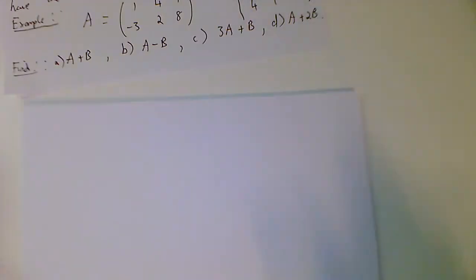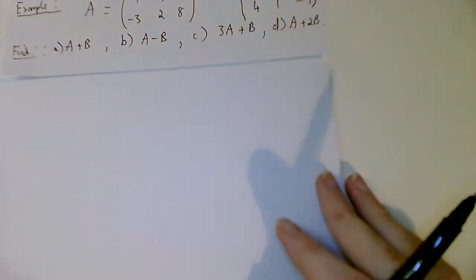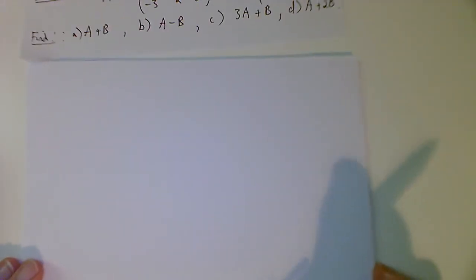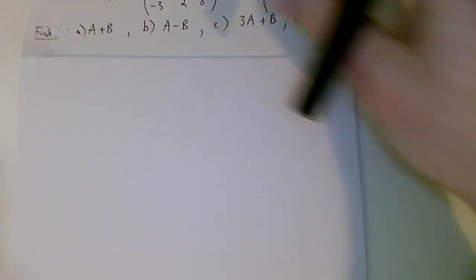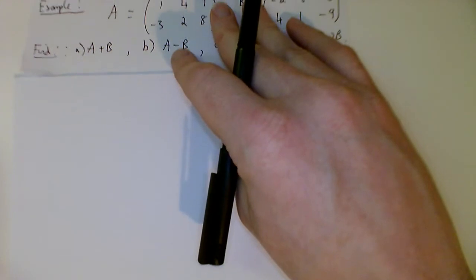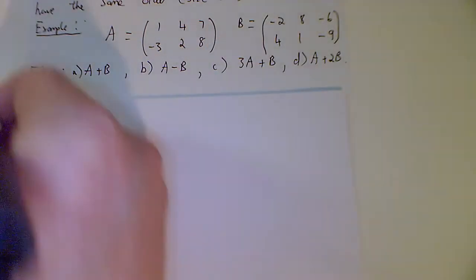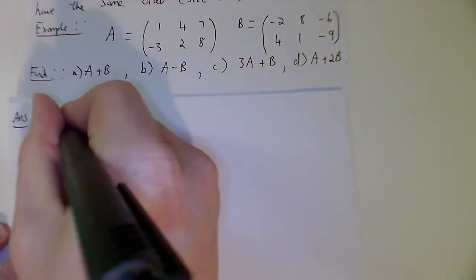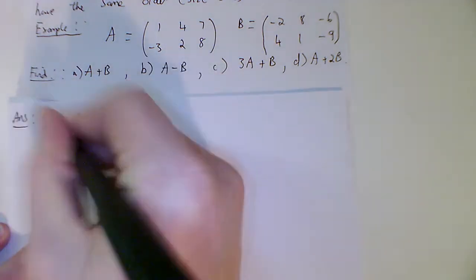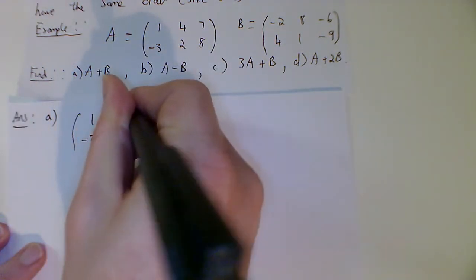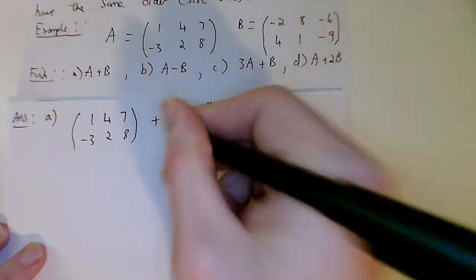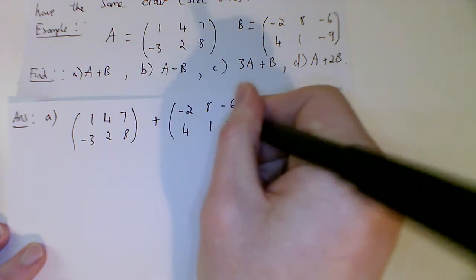Okay. I'll just move that so that we can see, hopefully, the matrices. Right, so answer. We're doing A plus B, so that means we've got 1, 4, 7, negative 3, 2, 8, plus negative 2, 8, negative 6, 4, 1, negative 9.